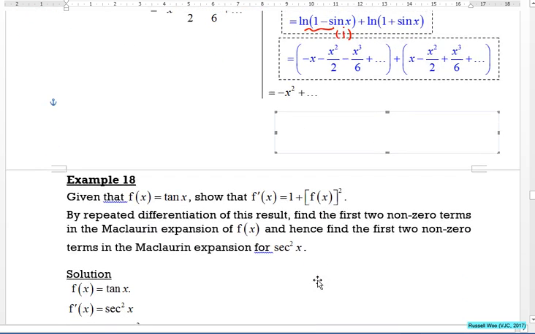Question, example 18. Wait, drink water first. Example 18.